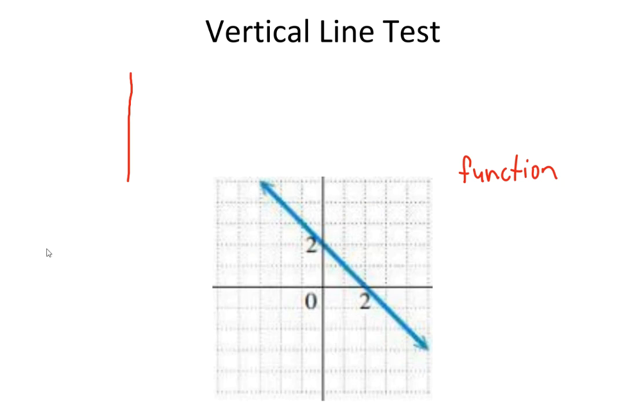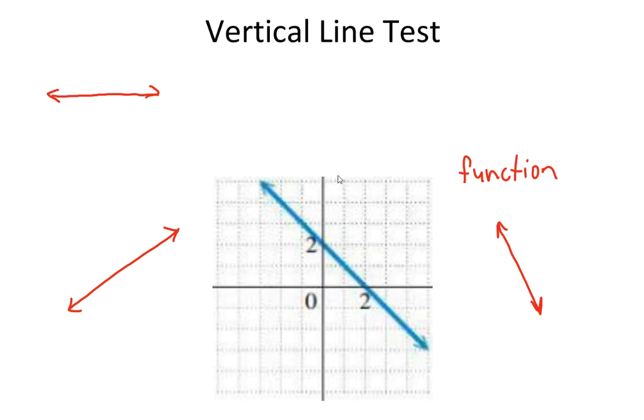I just want to note, going back to the first graph that we looked at, any diagonal line is going to be a function, because just like this one, no matter what direction our line is slanted, if we pass a vertical line across it, it's only going to touch it in one spot at a time. If it's a horizontal line, it's still going to be a function, because if I pass a vertical line across it, it's only going to touch it in one spot at a time.